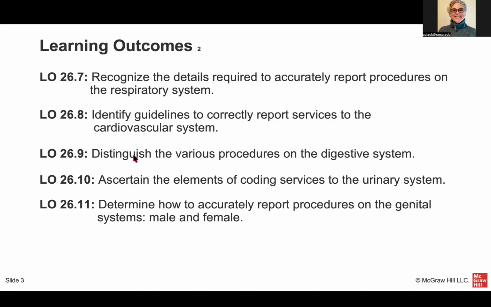And then we're continuing on with learning outcomes 26.7 to 26.11. Now, notice how each of these outcomes is tied to a specific body system. The respiratory, cardiovascular, digestive, urinary, and genital systems each have their own section in the CPT surgery chapter, and each one has its own quirks and guidelines. I want you to think of these body system sections less like separate chapters and more like chapters within a chapter. The overall logic stays the same.